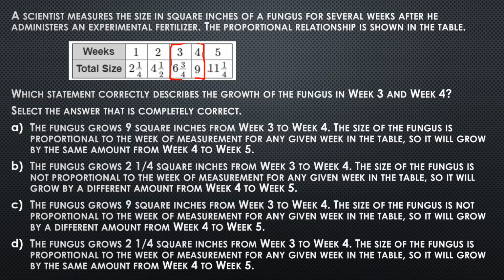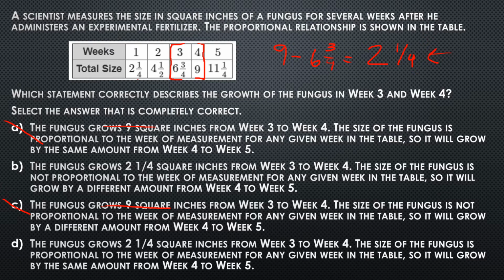So the first step is, let's figure out how much it grows from week 3 to 4. To do that, I would take 9 and subtract 6 3/4. When I do this subtraction, I get 2 1/4. So there's a 2 1/4 growth, which means that these two options that say 9 square inches are both out because that is not correct. Then the next sentence is asking us whether it is proportional or not, because one says the size of the fungus is proportional to the week of measurement for any given week, and the other option says that it is not proportional. Well, I can tell you right now that I know this is proportional because of this.